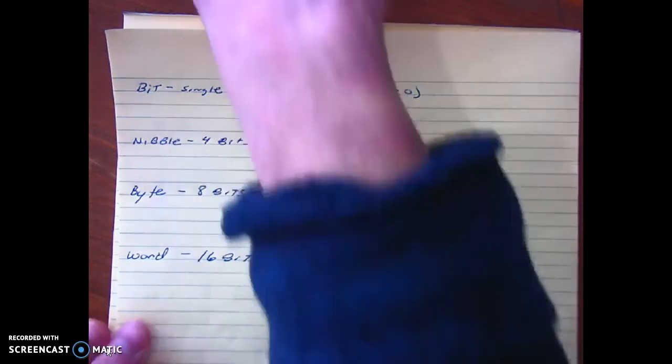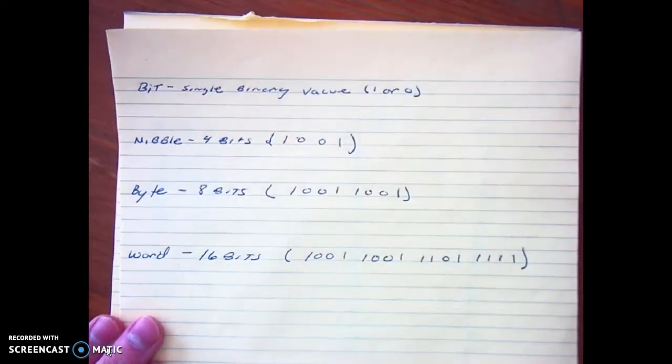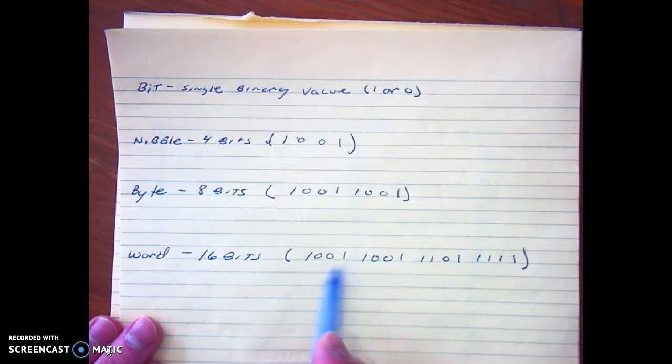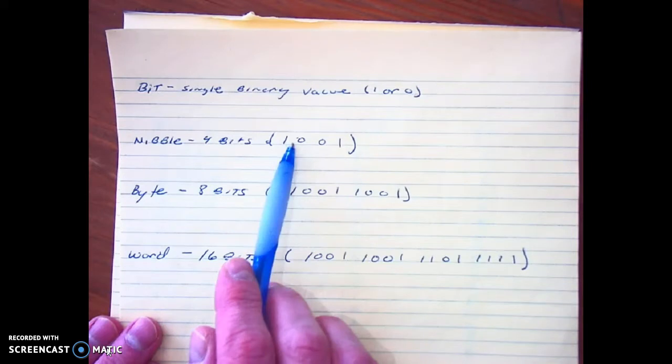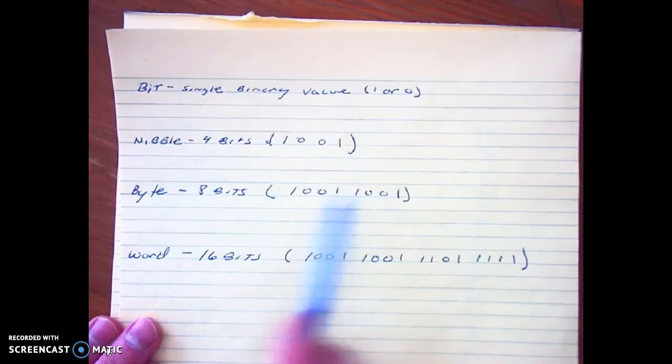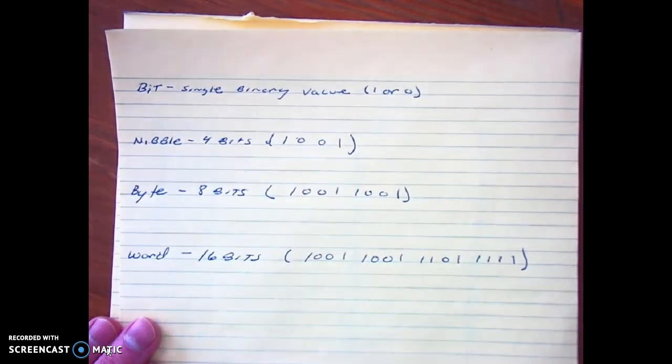So that would be like 1001. A byte is 8 bits: 1001 1001. That's 8 bits. And a word is 16 bits. So that's actually double the 8 bits. You notice that this is just doubling, right? You have 4 here, now you just double. Another 4, another 4, and so on. Words, double words, etc.